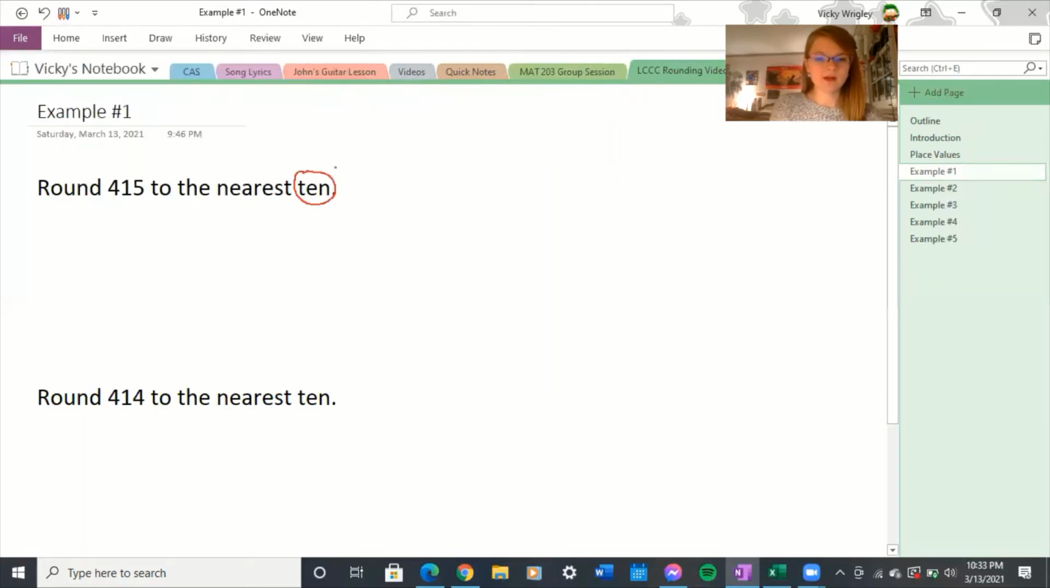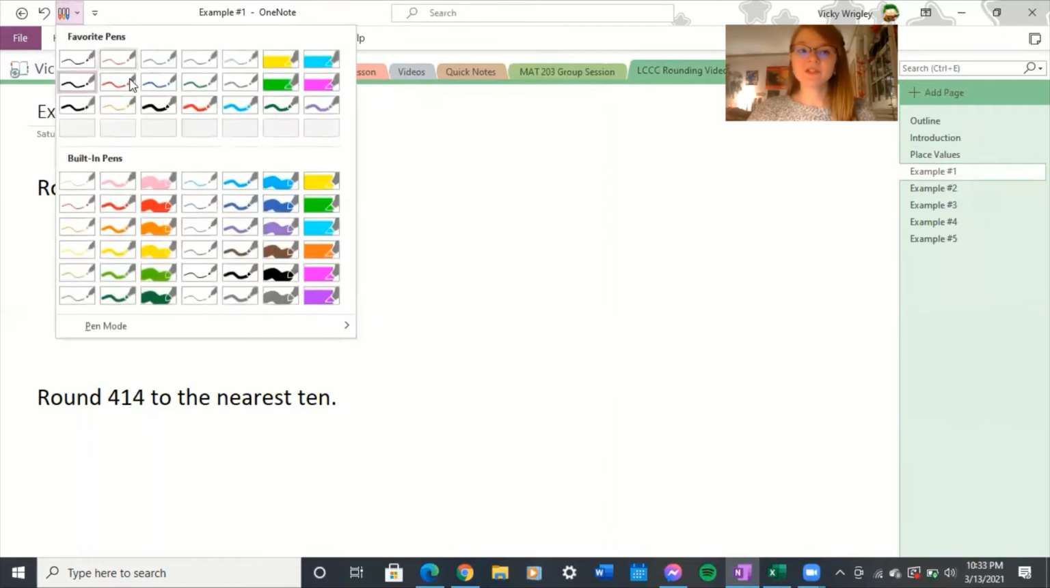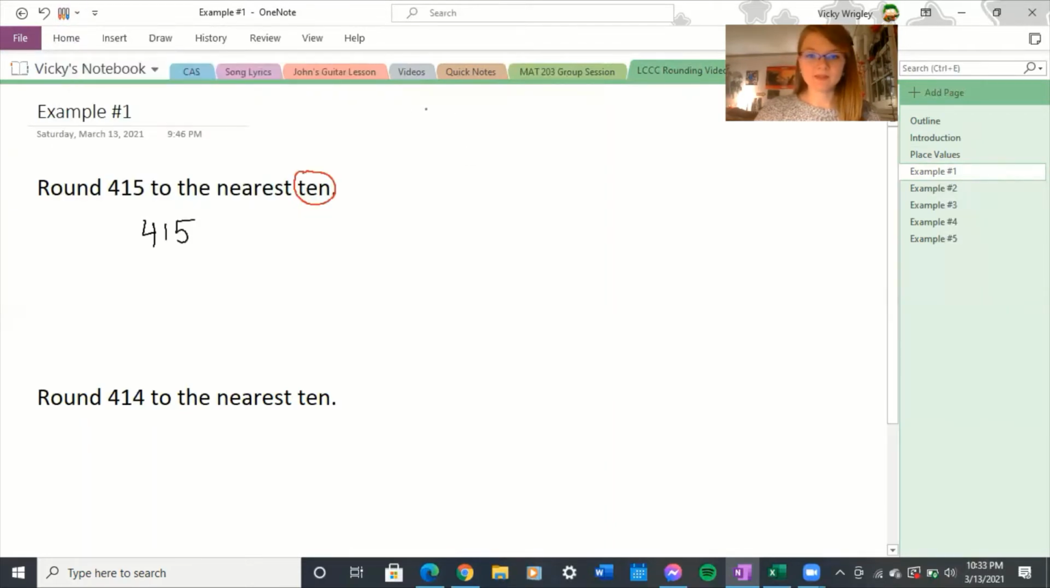So I'll rewrite our number out here, 415. Now we're rounding to the nearest 10. So our first step, and I'll write the steps down, our first step is to find the place value that we're rounding to.